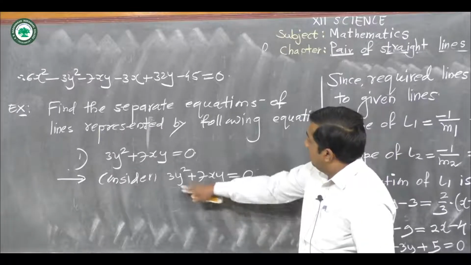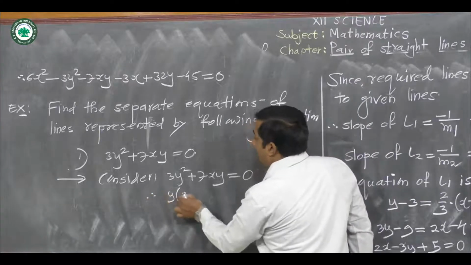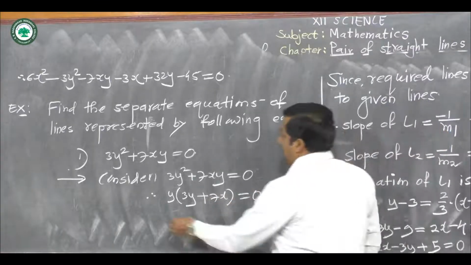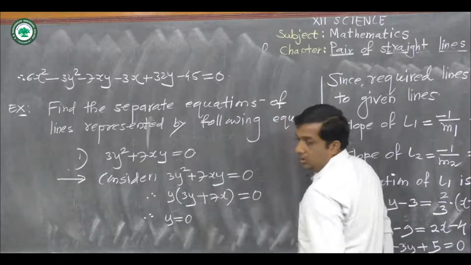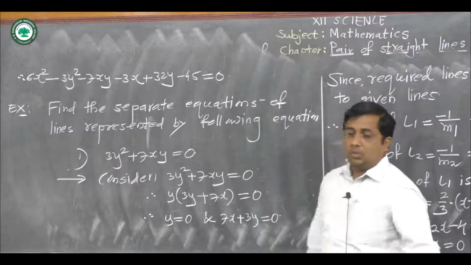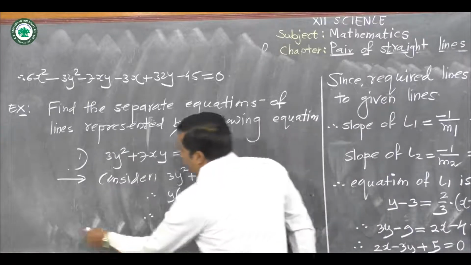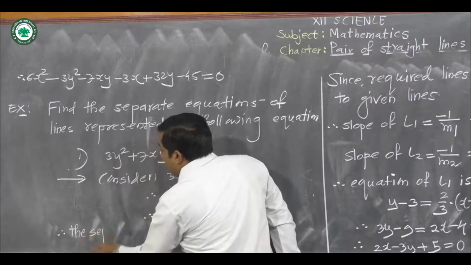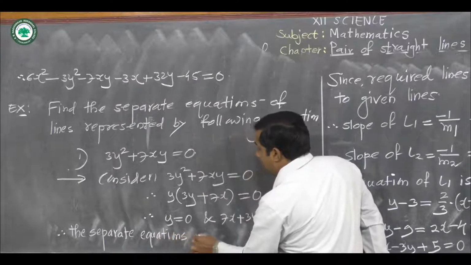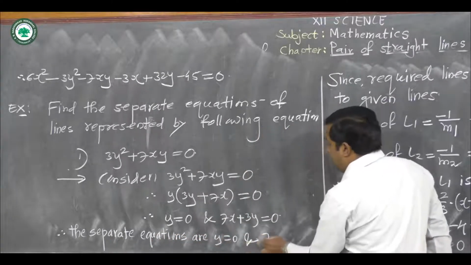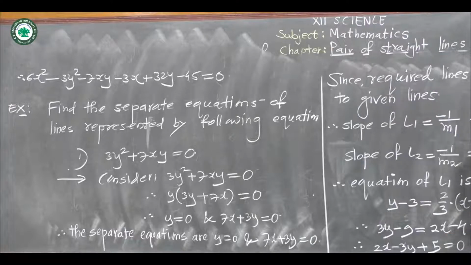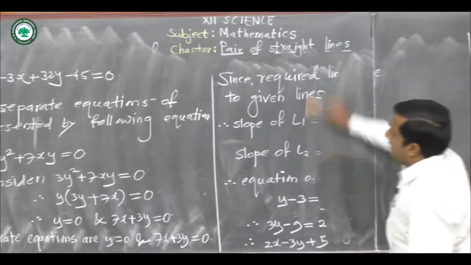Now consider y as common. So y into bracket 3y plus 7x equal to 0. Then we write this as y is equal to 0 and 7x plus 3y is equal to 0. Therefore, the separate equations are y is equal to 0 and 7x plus 3y equal to 0. So these are the required separate equations. Now we go with the second example.